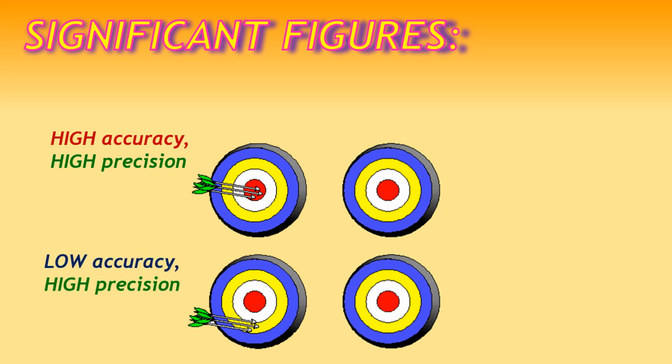But if we get this result, well, the arrows are tightly packed, but they're not centered in the bullseye. Well, this tells us that there's a source of error. We have low accuracy, but high precision. This is what you get when the instrument, the tool you're attempting to measure things with, is doing a good job, but maybe there's some human error.